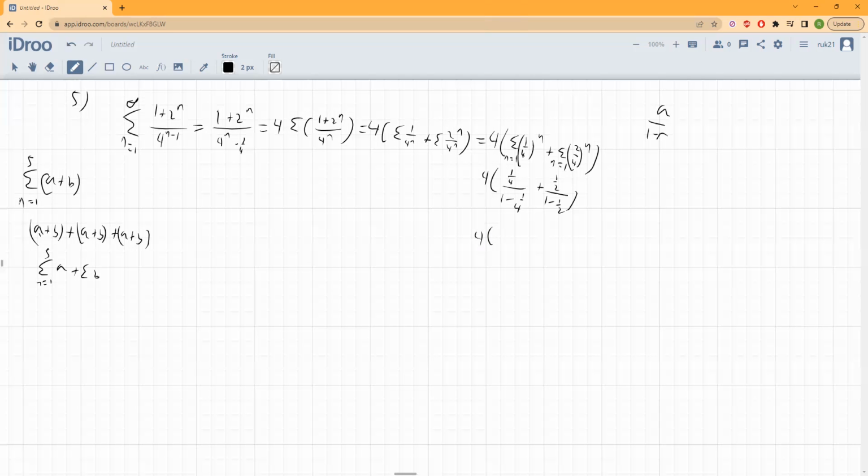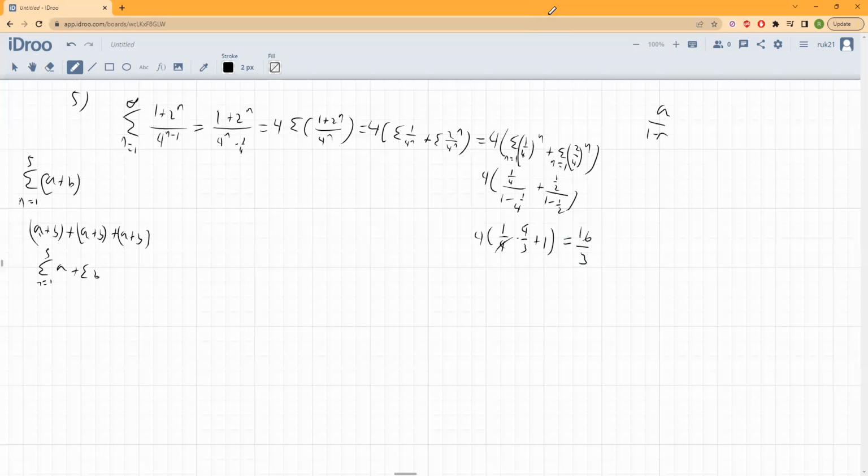What is 1/4 over 3/4? It's 1/4 times 4/3, so it's going to be 1/3, plus 1. So then that is 4/3 times 4, which is going to be 16/3. So the series converges to 16/3, and that's the sum.